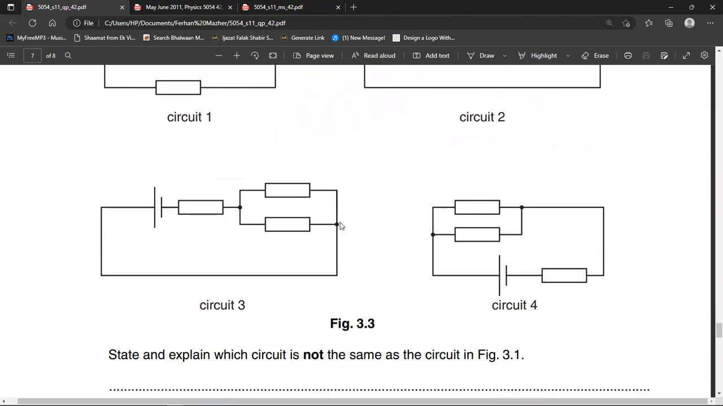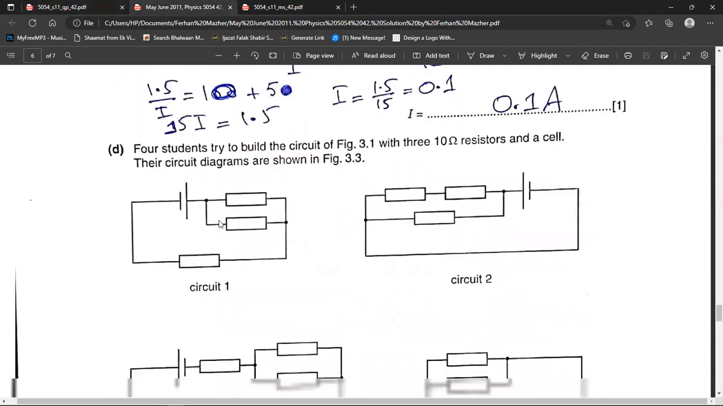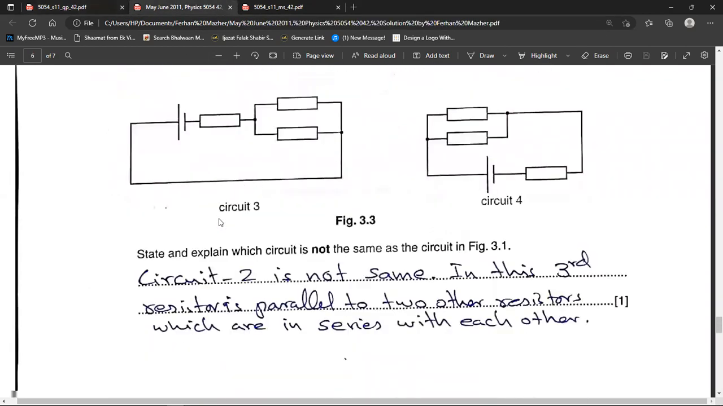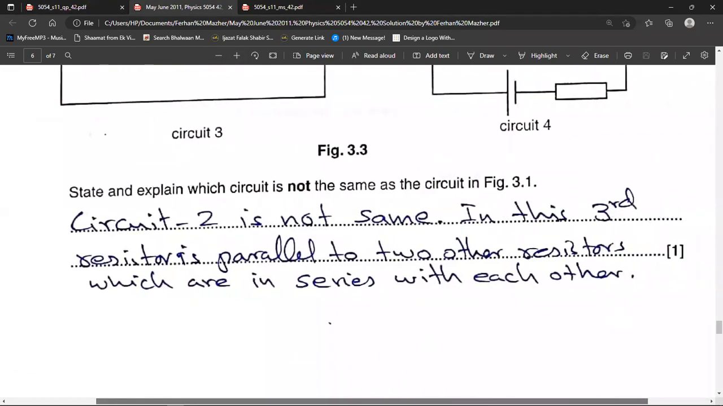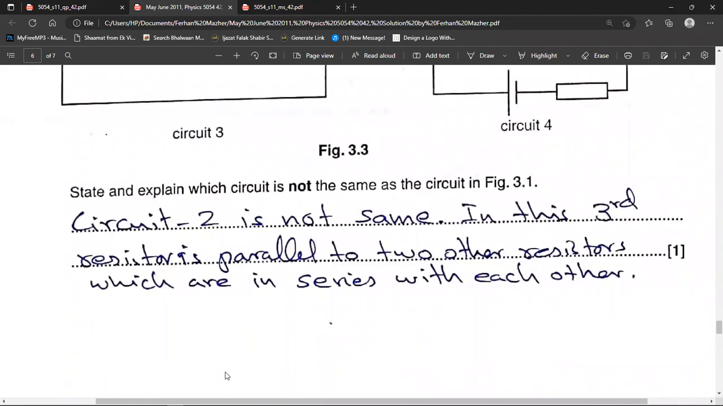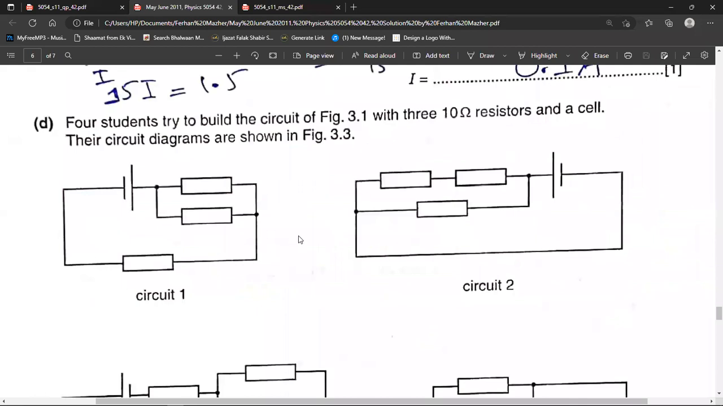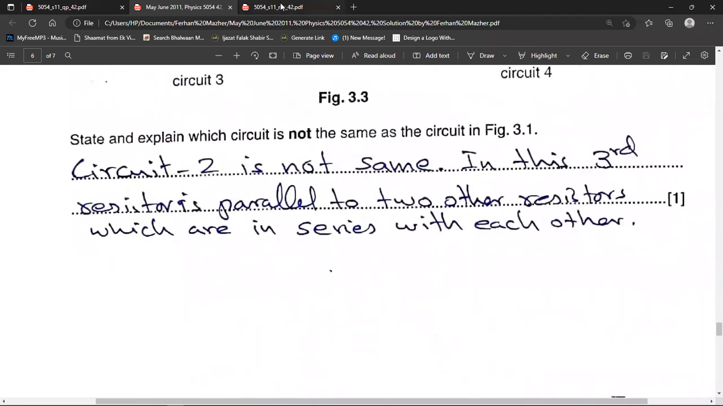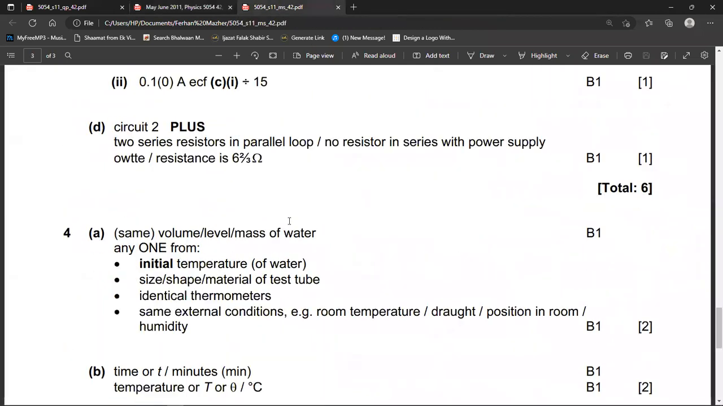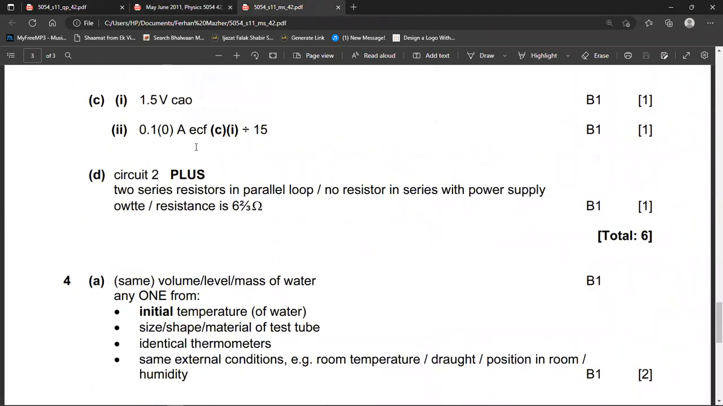So my answer is coming here. I tried to write this answer. Circuit number 2 is not same. In this, a third resistor is parallel to the two other resistors which are in series with each other. So that one is different. So this second one is different. This is my answer. So let's check the answer. So this is question number 3, the D part's answer.